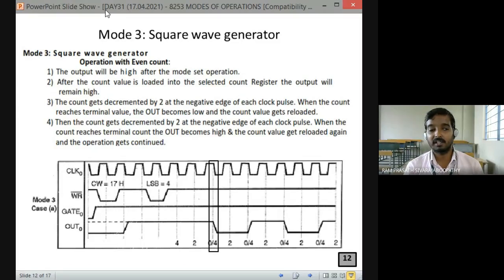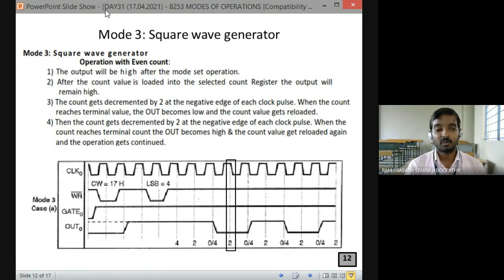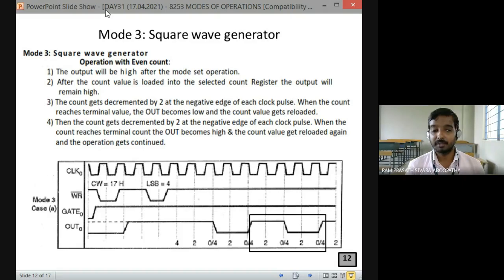லோ ஆன உடனே எனக்கு என்ன ஆகுது, the count is reloaded again. திரும்ப என்ன ஆகும், 2, 0. Again terminal count வந்தோடனே என்ன ஆகும், அவுட் பின் லோல இருக்கிறது ஹை ஆகும். Fine. Again count load ஆகும். This operation is going to continue like this. So this is going to provide you a perfect square waveform. Is it clear to everyone?